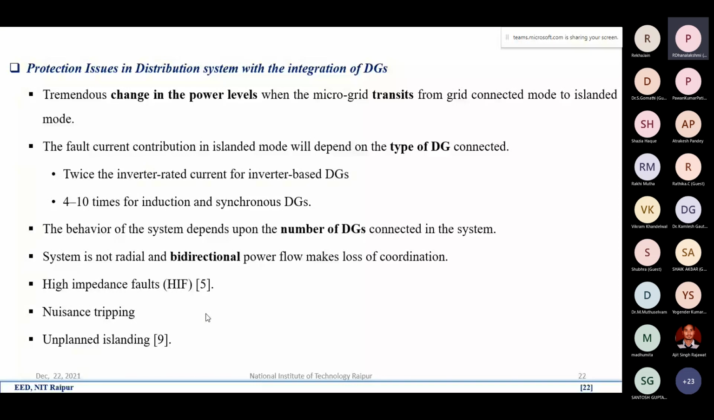What is islanding? Islanding is a phenomenon in which the utility grid is disconnected from the rest, I can say, the microgrid, and we need to operate the system to feed the loads with the available generation capacities of the DG only. So it will be feeding a lower amount of load, not as compared to the loads that were connected with the utility grid.